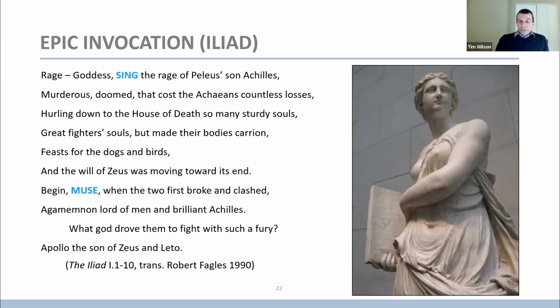So the epic invocation starts with, okay, sing, muse, of the rage of Achilles. Okay, so the first word of the epic is menis, which is rage, okay?